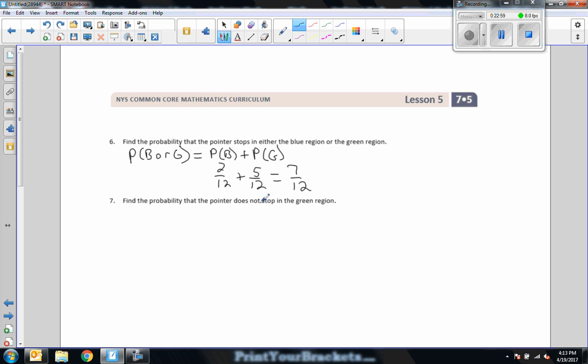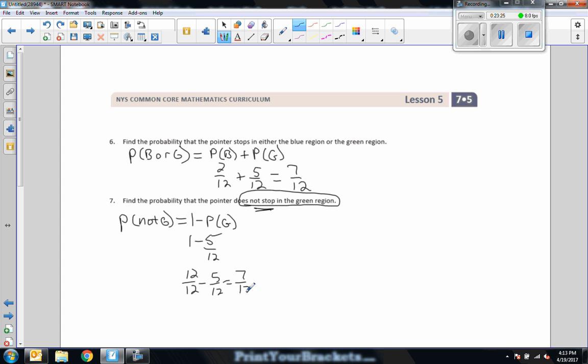Find the probability that the pointer does not stop in the green region. Does not. The probability of not green equals 1 minus the probability of green. So it's going to be 1 minus, I already did green right here, it's 5 12ths. And 1 is 12 12ths. Minus 5 12ths equals 7 12ths.